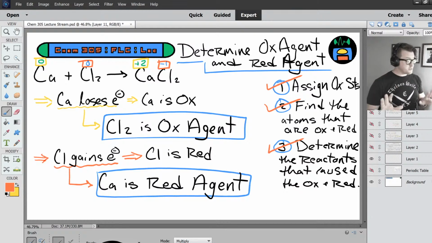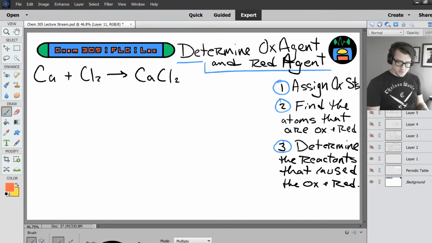Are there any questions before we do another example? Because we're going to do another example involving redox. Okay. All right. Let's hit it then. Let's do another example.